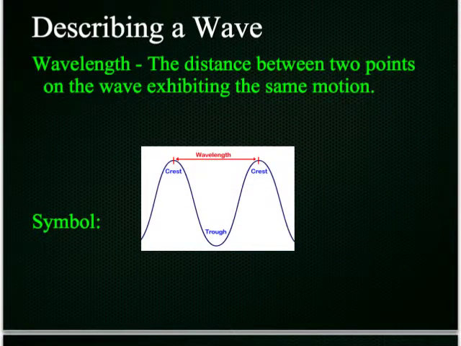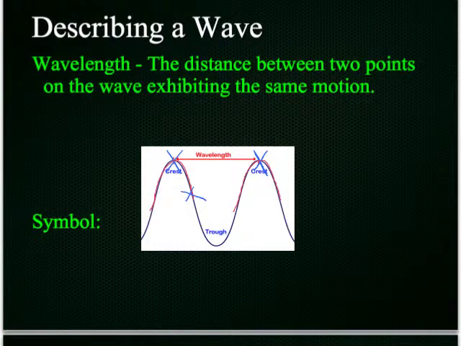Wavelength is a distance from 2 points on the wave that are doing the same thing. Okay, so we can say that that point to that point are doing the same thing. They've just been rising up and they're about to come down. Rising up and about to come down. So those two can show the wavelength.